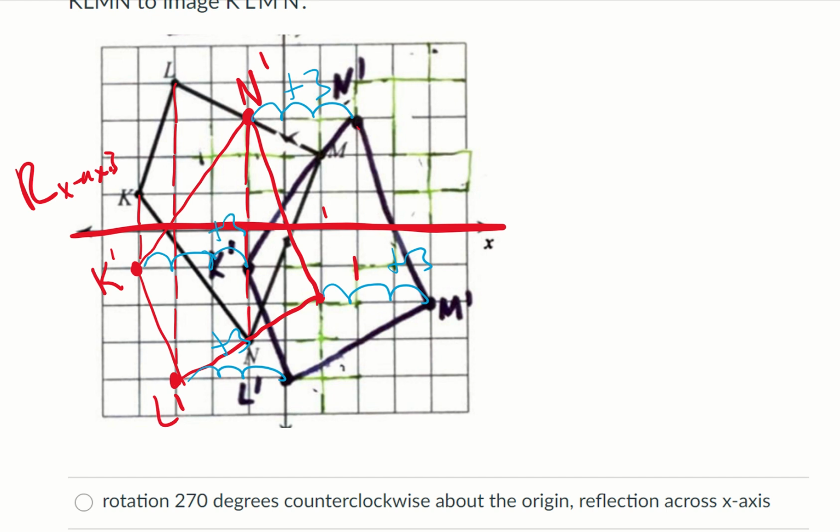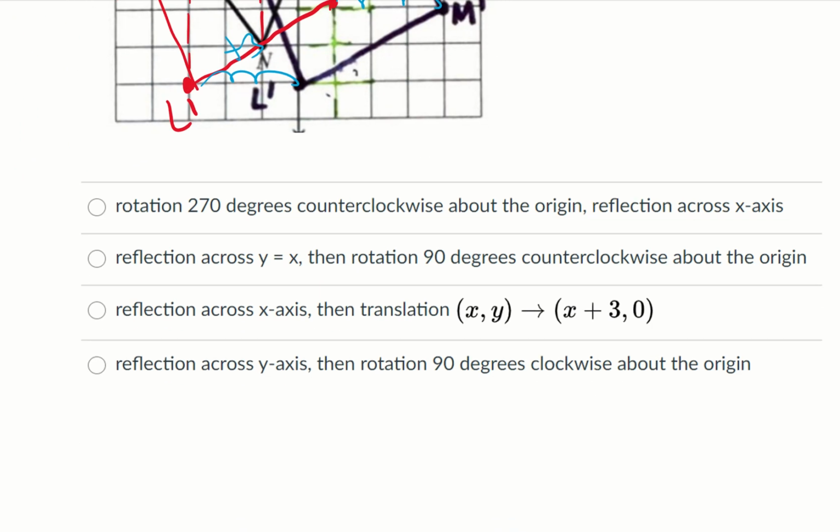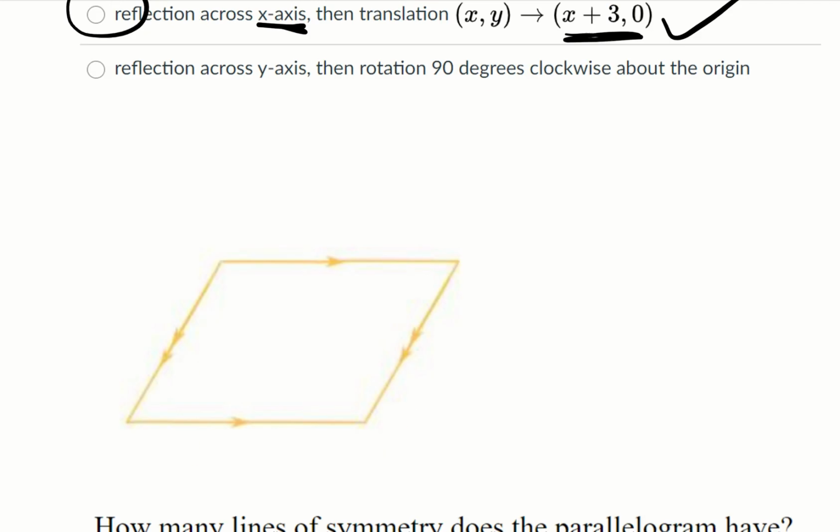And so this is a glide reflection. I flipped it and then I glided it. So this is known as a glide reflection. But it's a sequence of transformations, reflection followed by a translation. So we're looking for not a rotation, not a reflection across y equals x. We want a reflection across the x-axis followed by a translation 3 to the right. And that is exactly what we want.